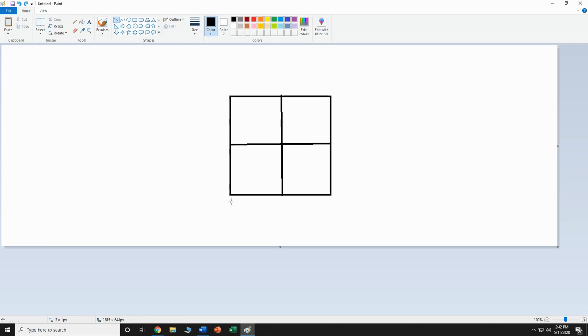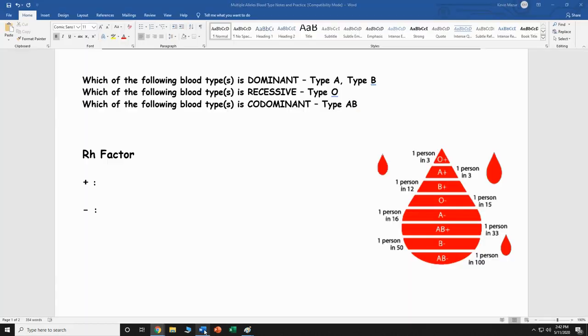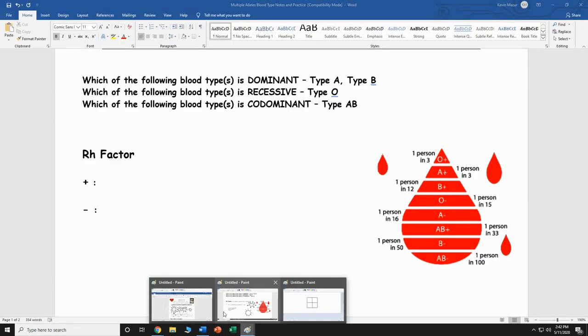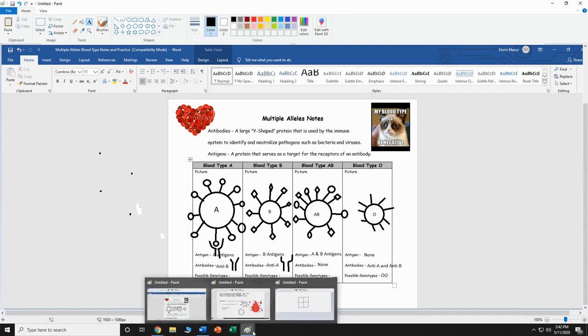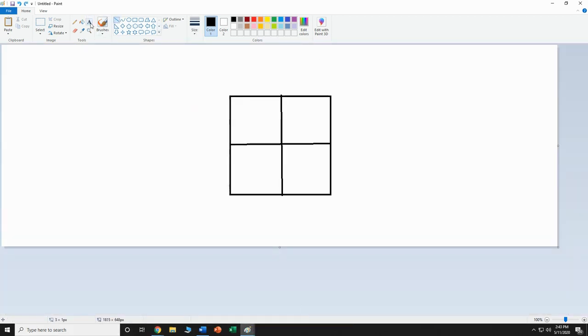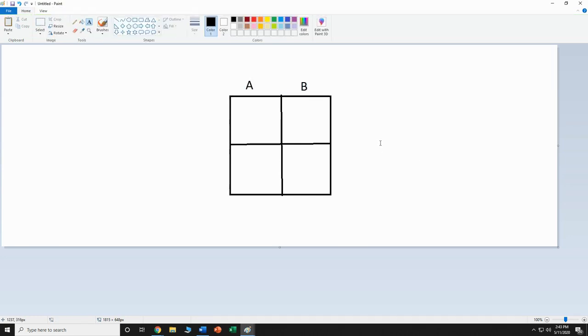All right. So we got our Punnett square that we drew. And now we also know that Jane has type AB blood. So we also know from our notes that for type AB blood, the only possible genotype for someone with type AB blood is AB. So we're going to do the Punnett square the way that we have done it in the past. We are going to separate out those alleles. There's going to be an A there, and then there's going to be a B over there, like that.